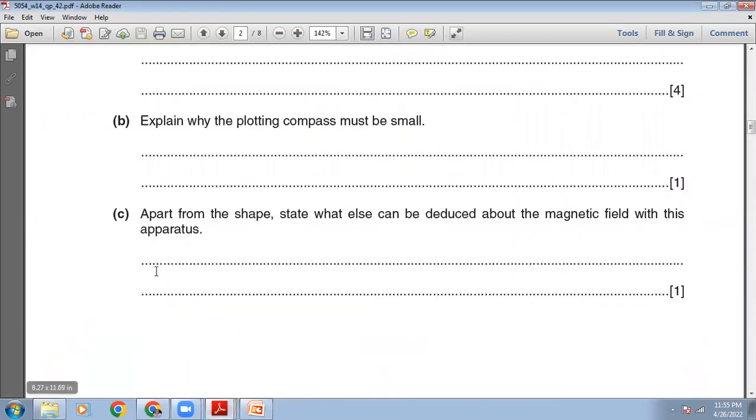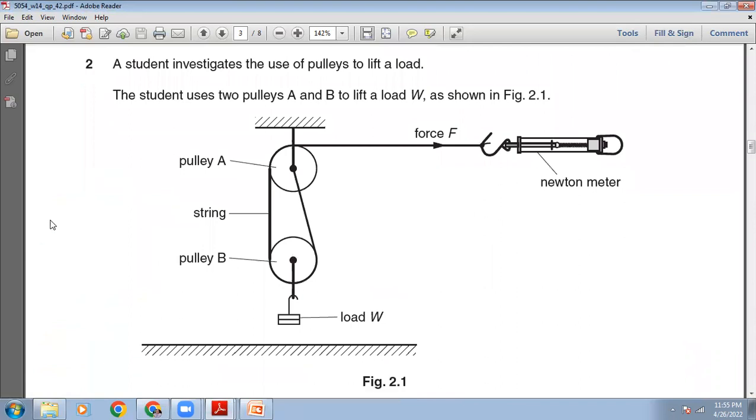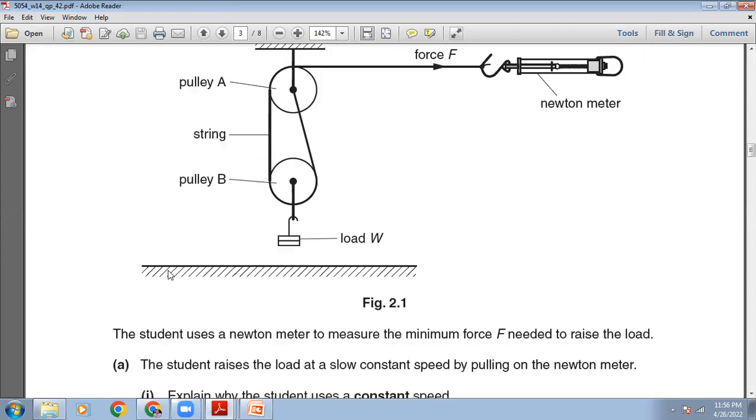Okay, so we are going to do the next question. The next question coming up on your screen is question number 2. A student investigates the use of pulleys to lift a load. The student uses 2 pulleys A and B to lift a load W as shown in the figure. So here this is pulley A, which is a fixed pulley, and this is pulley B, which is not fixed. And this rope is going around this pulley and then around, and is connected here. And with pulley B, we have hung a load W.